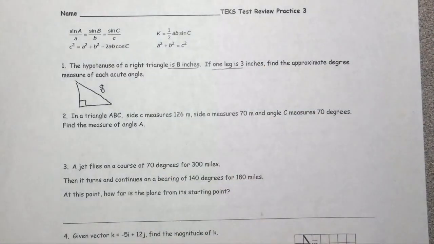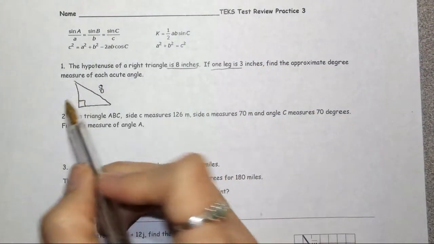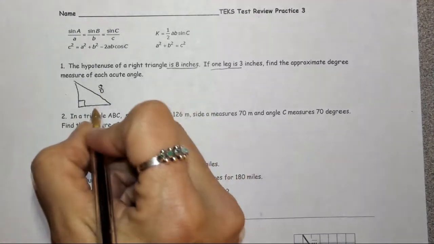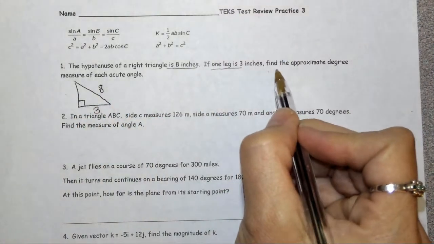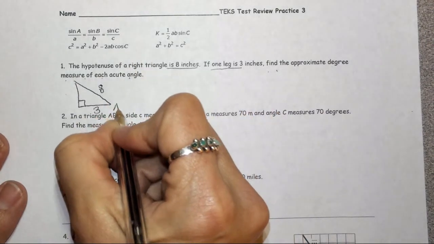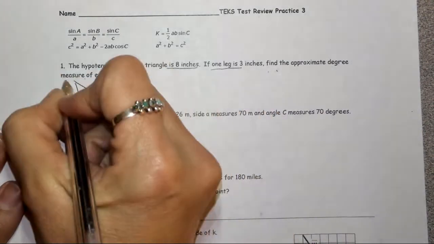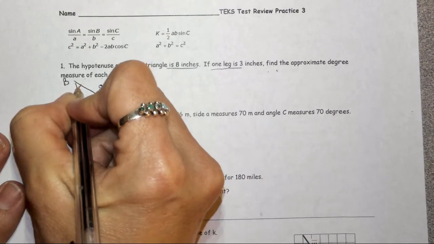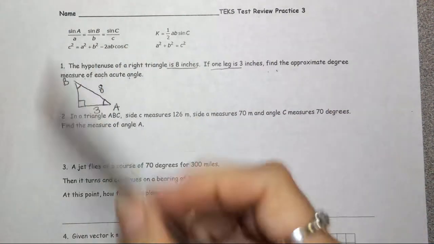It does not matter where you label the 3. You can label it over here on the left. You can label it at the bottom. It doesn't matter. They want you to find the approximate degree measure of each acute angle. So they want me to find this angle here. We'll call that A. And they want me to find this angle here. We'll call it B.